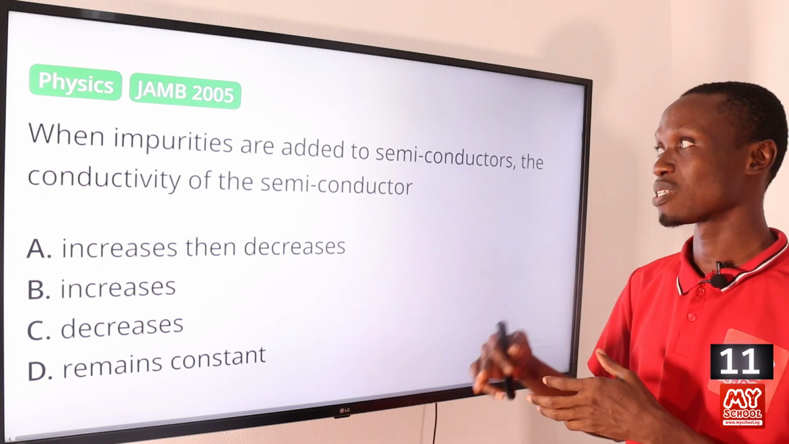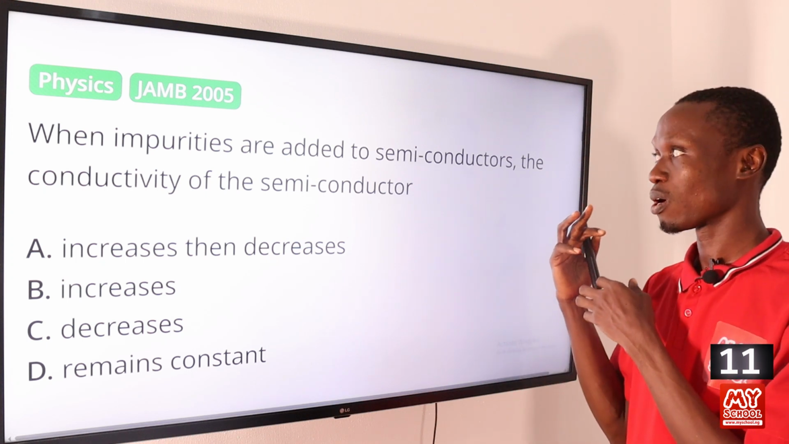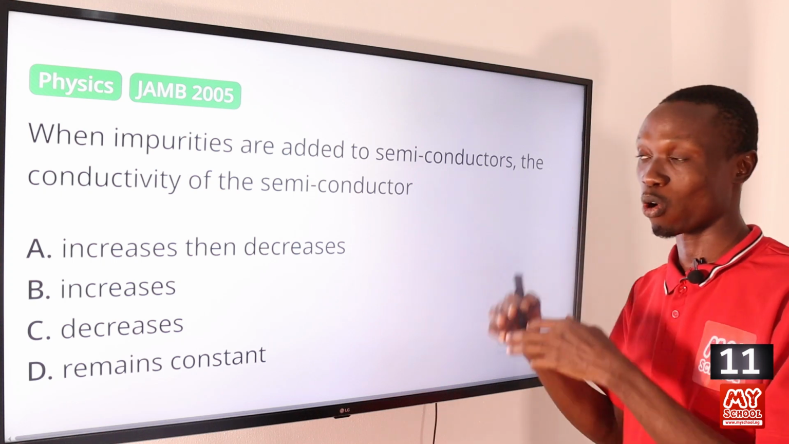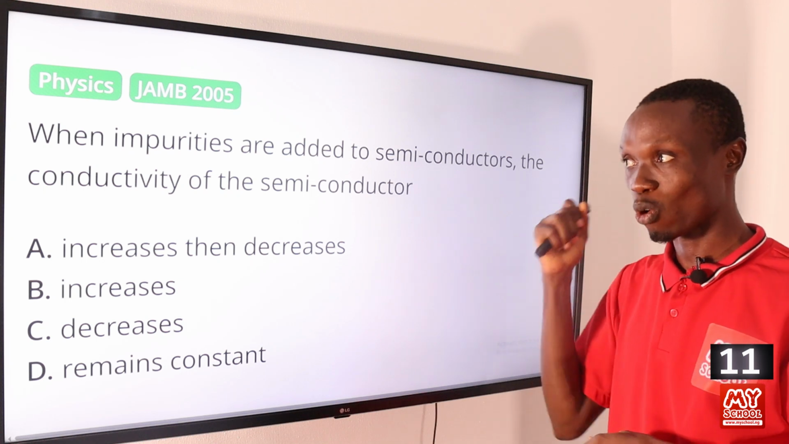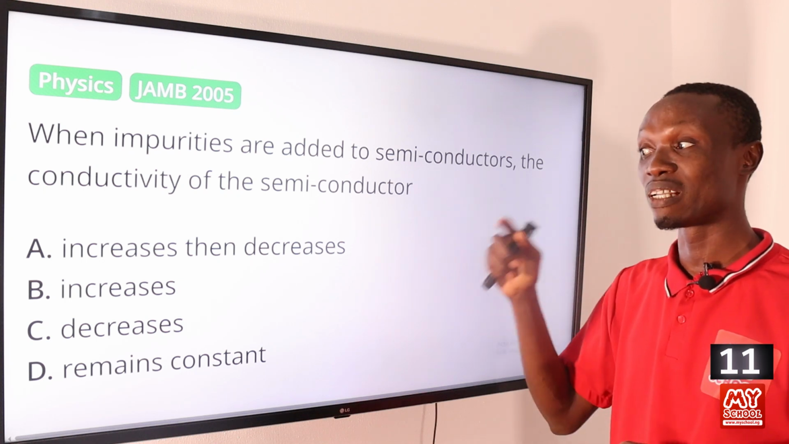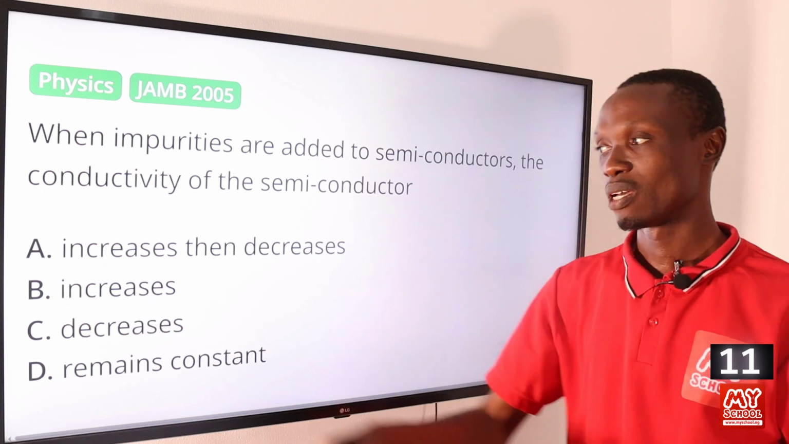So when impurities are added to a semiconductor, the conductivity of the semiconductor will increase. So that makes option B the correct answer to this question.